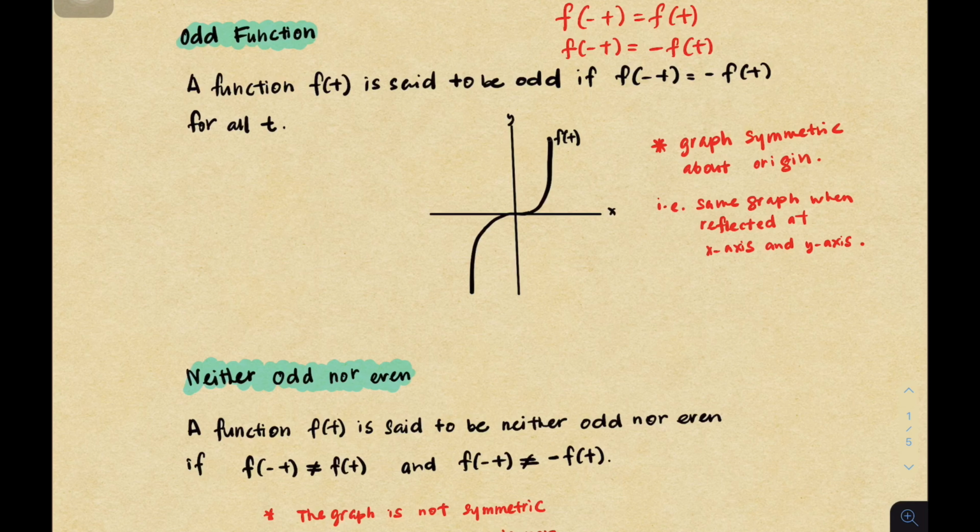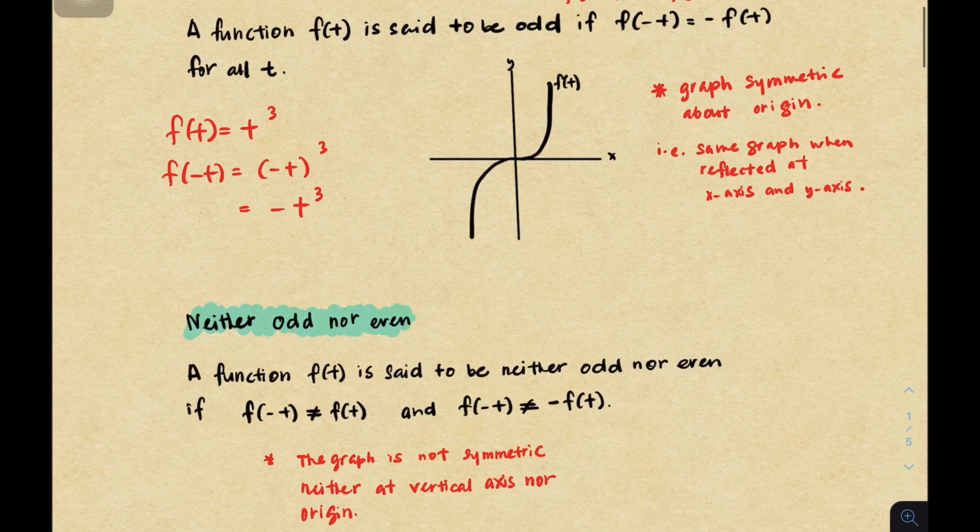Okay, so now we have our function f(t) equal to t to the power of 3. Then we want to check whether this function is even or odd. So we just need to substitute our t with negative t. What you will have is f(-t) equal to (-t) to the power of 3, which will give you negative t to the power of 3.